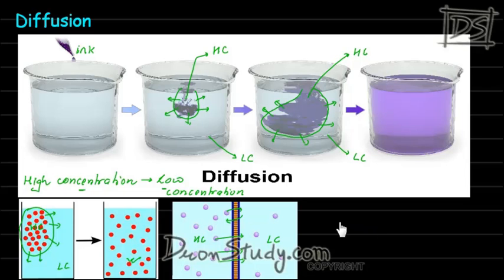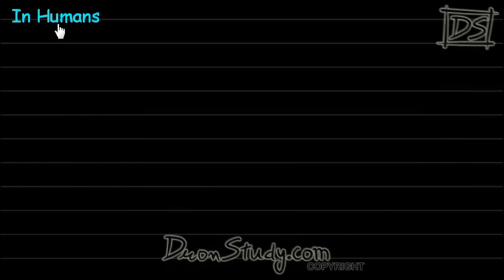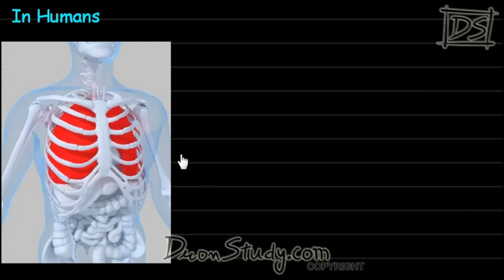And this is a very important phenomenon. In fact, not only in our body, but in other animals' and plants' bodies too. So how does the exchange of gases happen in the human body? Students, see this diagram. See, this is a model of the human body.